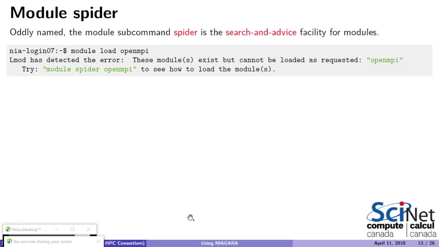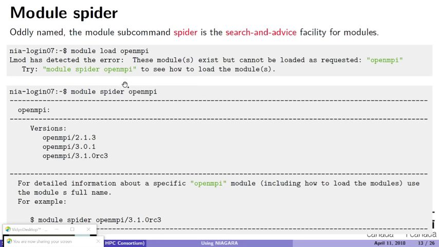So let's look at an example here. Module spider is an odd name for what's essentially a search and advice facility for modules. So if I want to know if there's OpenMPI on the system, I can try a module load OpenMPI, but then Lmod, which I said is our flavor of the module system, detects an error. And it says, well, I have OpenMPI, but I can't load it as requested because of something. So why don't you try module spider OpenMPI, and I'll tell you what to do. So you try module spider OpenMPI, and it goes, oh, OpenMPI, I've got a couple of versions of those.